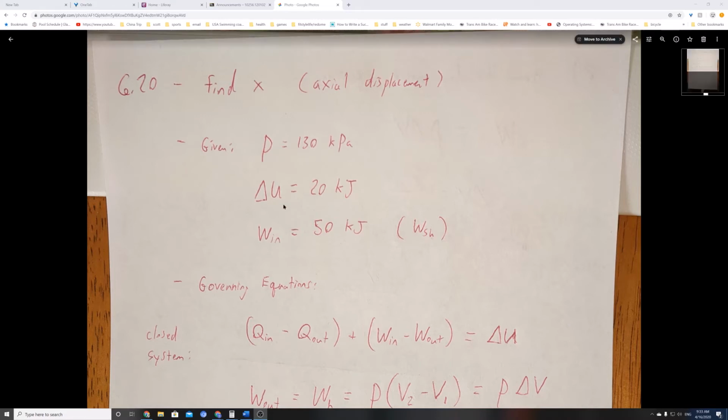We also have a change in internal energy in this system. And that's usually going to be to heat up whatever fluid is inside the system. So it's increasing, right? And then we have the shaft work that's being done on the fluid. So work is being done on the fluid.